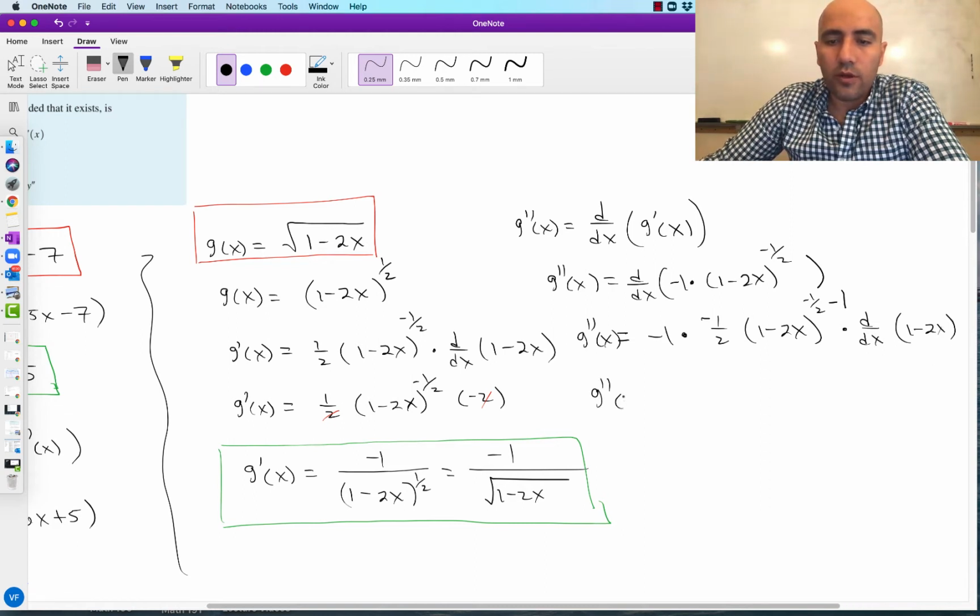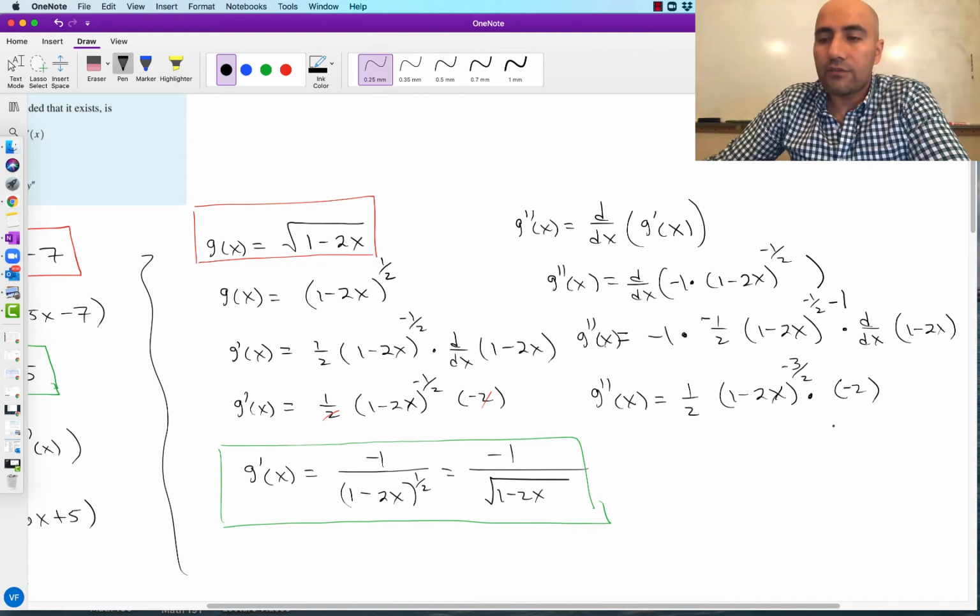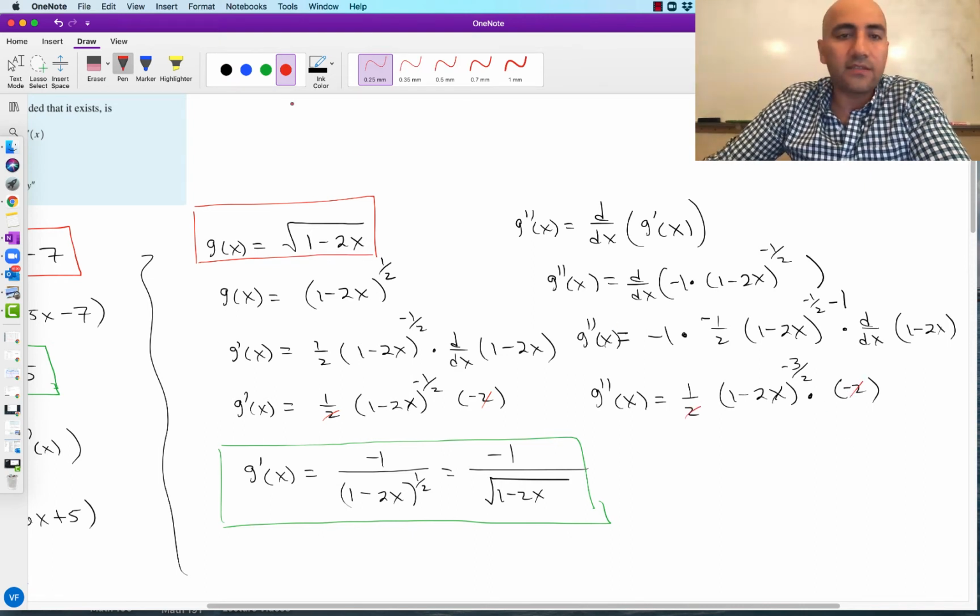So g double prime of x is going to be equal to, well, these two cancel, the negatives cancel, so we just have a positive 1/2 out in front. 1 minus 2x to the power of, okay, common denominator is a 2 over 2, so this is going to be negative 3 over 2. Remember that if we have a negative number and we subtract 1, we go deeper into the negatives. So that's negative 3 over 2 times, and then the derivative of this guy gives you another negative 2. And now that 2 and this 2 cancel again. So we still have a minus.